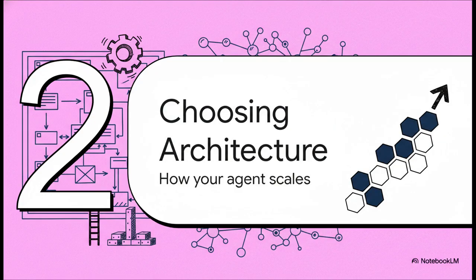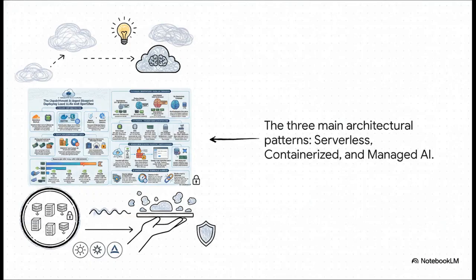All right, so you're on board. The first big decision in our blueprint is picking the right cloud architecture. And this is a big one, because this choice really defines how your agent is going to scale and operate down the line. So let's break down the three main flavors you can choose from.